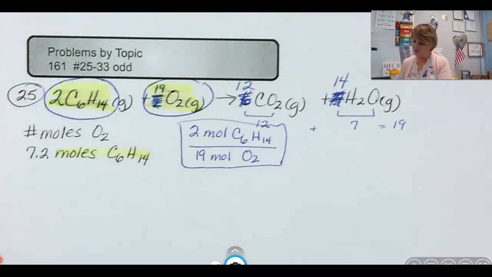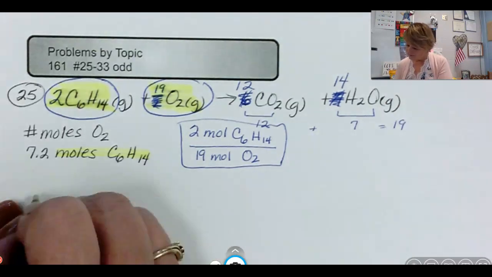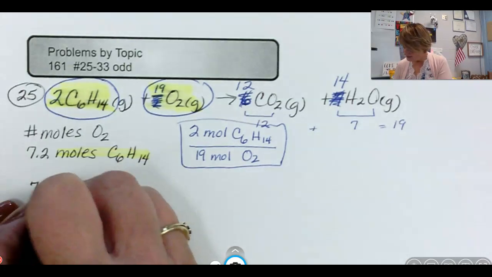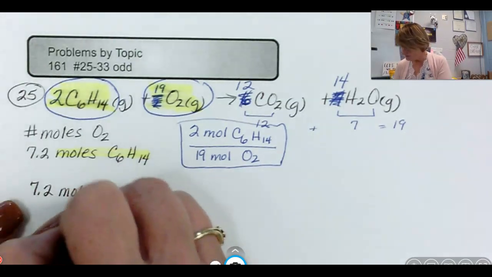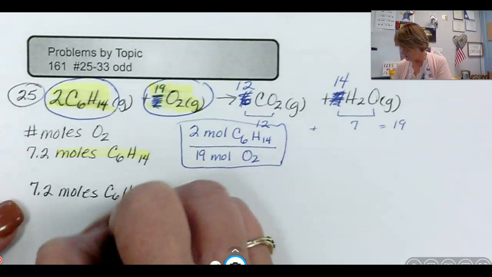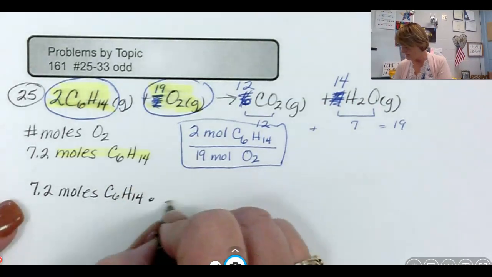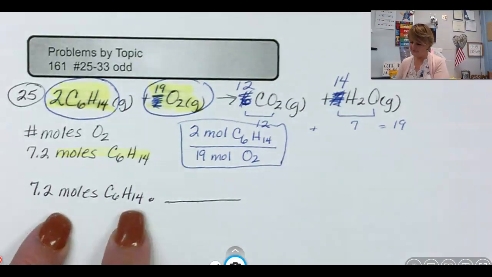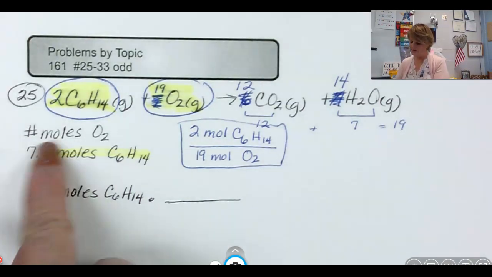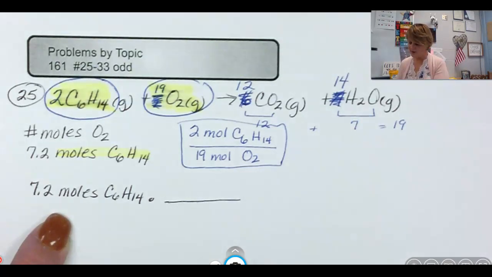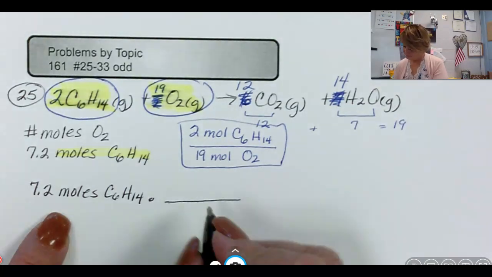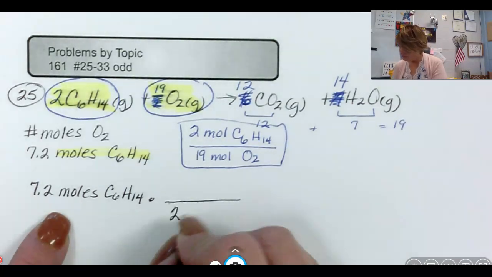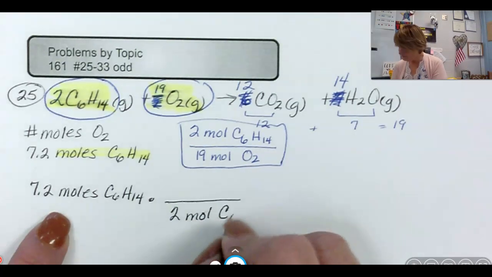So we should always start with writing down our given. Okay, so 7.2 moles of C6H14. And now to go from moles of hexane, I can now go to moles of oxygen. So which value is going to go in the denominator here? And so that should be 2 moles of your hexane.